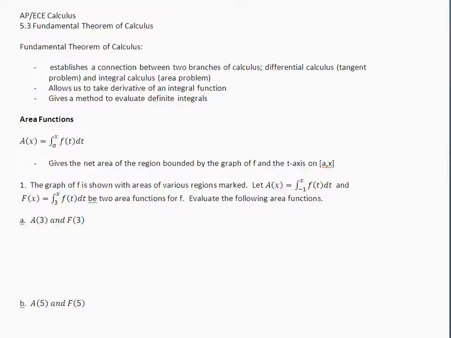And then it's going to allow us to take the derivative of an integral function. I talked about that today. And then it's going to allow us to actually evaluate definite integrals by just a method without trying to find the area under the curve.